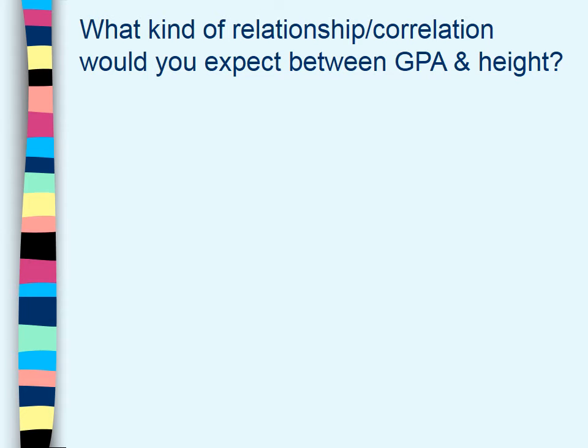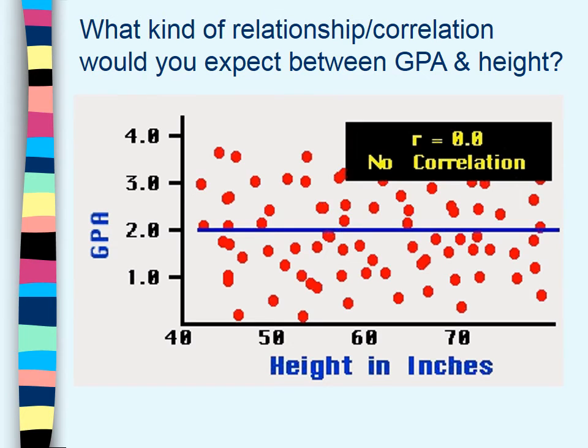Conversely, yes, they've actually done this research. What is the correlation or relationship that you might expect to see between GPA and height? R equals 0. As you can see, it is all over the place. We have height on the x-axis, GPA on the y-axis, and there is absolutely no correlation, no relationship between someone's GPA and their height.